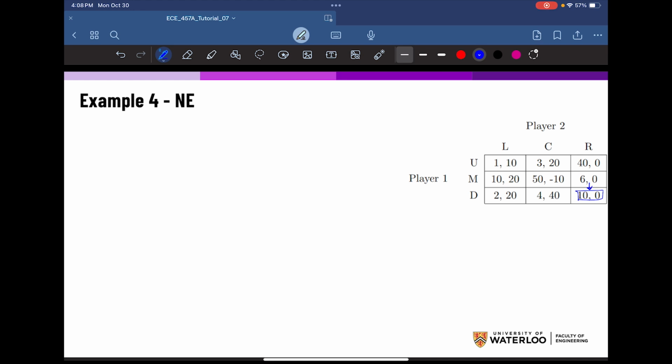Can we move to the left, changing the decision of player 2 from R to C? We actually can, because of 40 and 0. 40 is greater than 0. Can we change the decision for player number 1 from D to M? Yes, we can. From 4 to 50. Can we change the decision of player number 2 from C to L? So for C is 40 and for L it's 20. Actually, no, we can't.